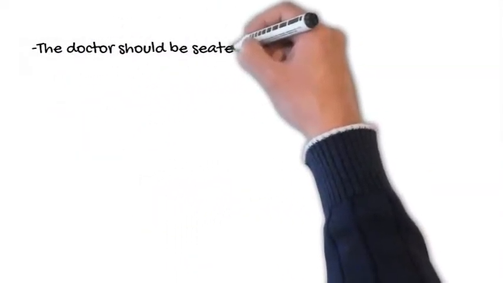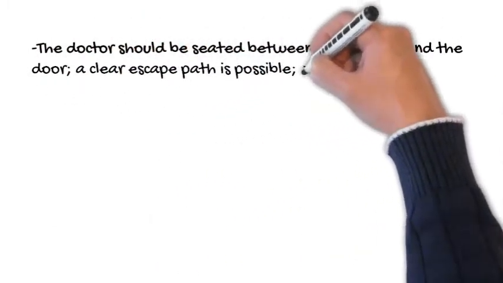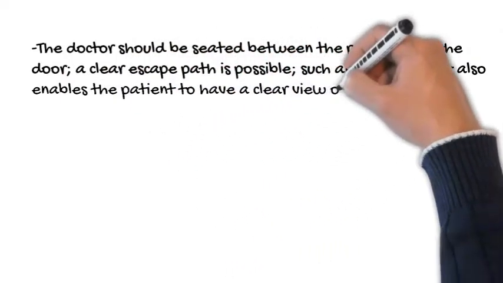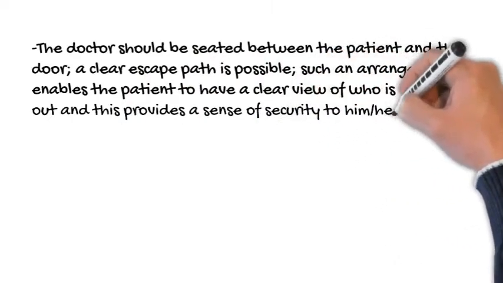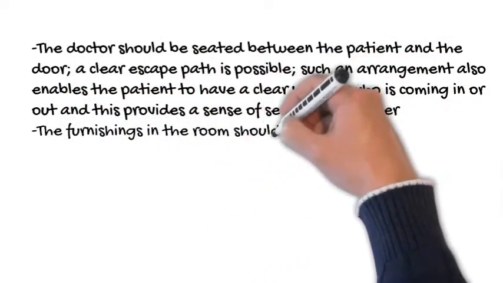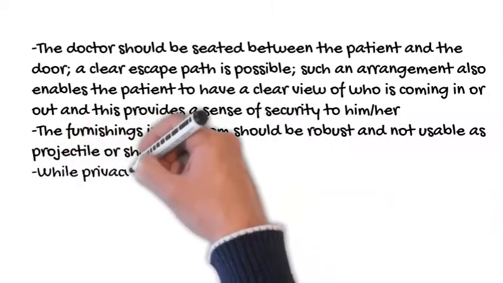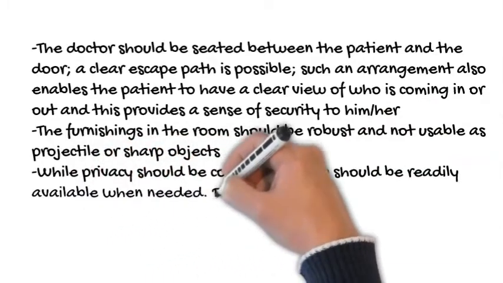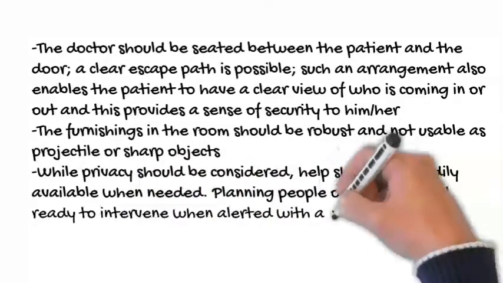The doctor should be seated between the patient and the door. A clear escape path is possible. Such an arrangement also enables the patient to have a clear view of who is coming in or out, and this provides a sense of security to him or her. The furnishings in the room should be robust and not usable as projectile or sharp objects. While privacy should be considered, help should be readily available when needed. Planning people on standby and ready to intervene when alerted with a coded signal may be required.